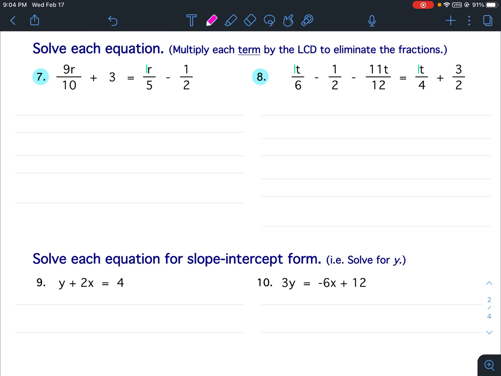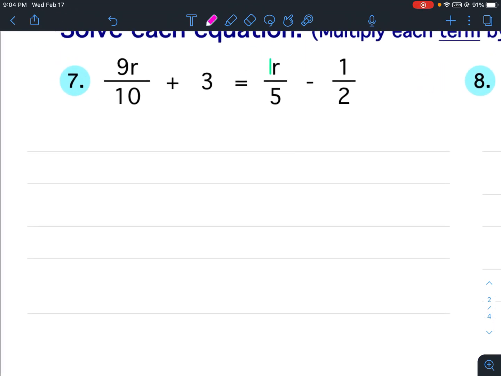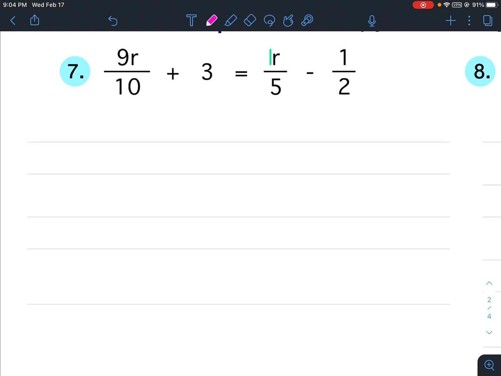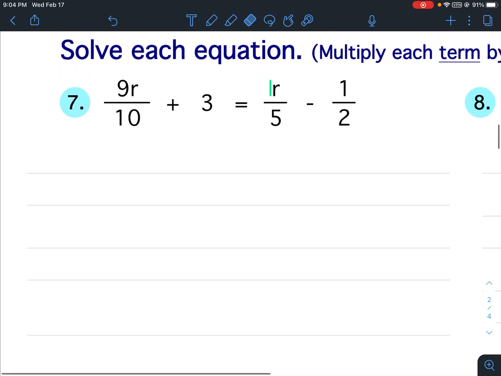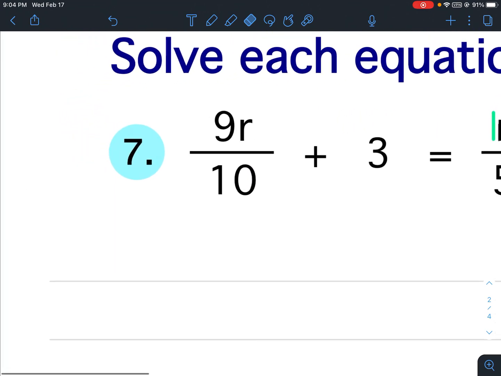So we want to eliminate fractions. Well, the denominators that I have in number 7 are 10, 5, and 2. So always start with the larger denominator. Does 5 divide into 10? Yes, it does. Does 2 divide into 10? Yes, it does. If the smaller denominators divide into the larger denominator, then that larger number is your LCD. So for number 7, my LCD is 10.